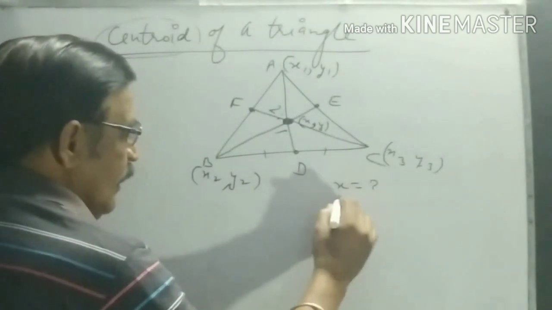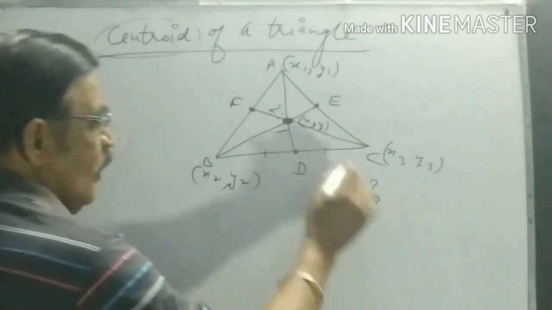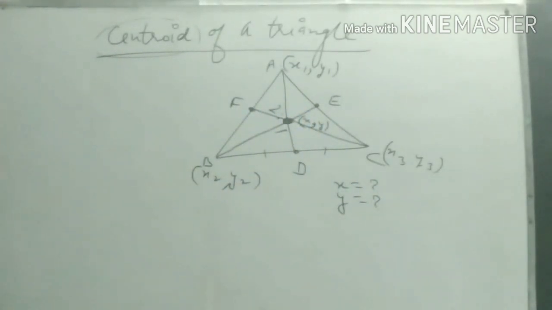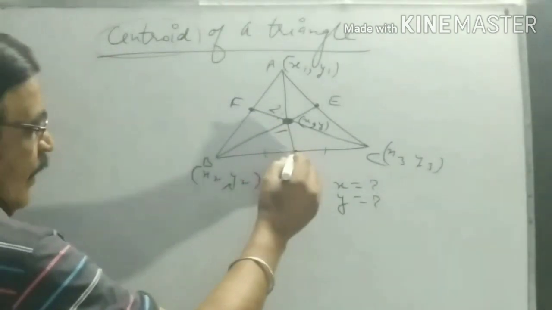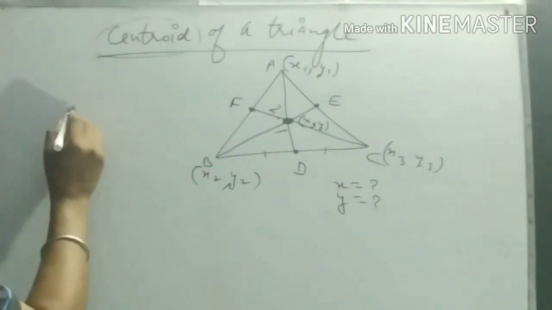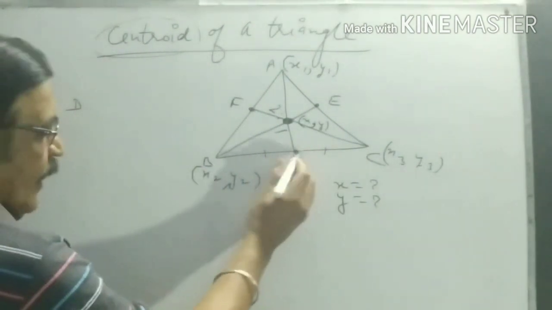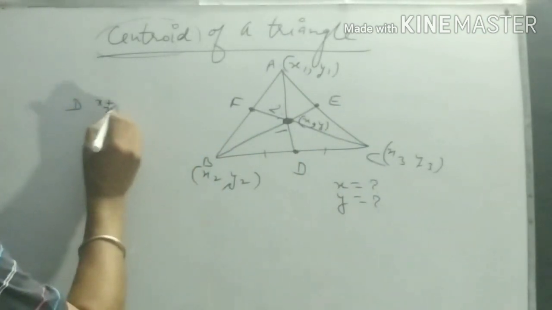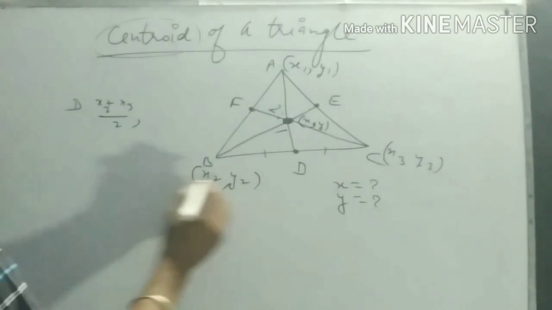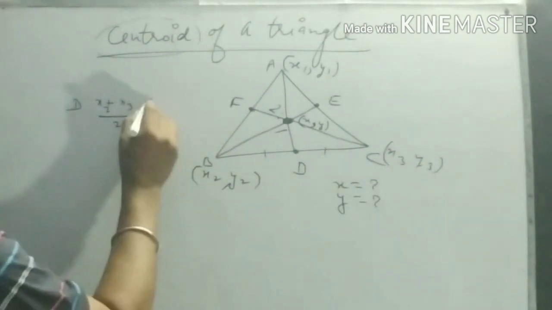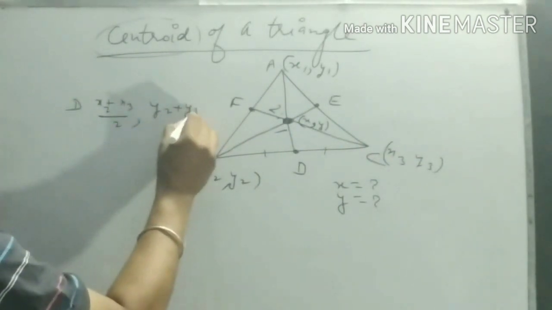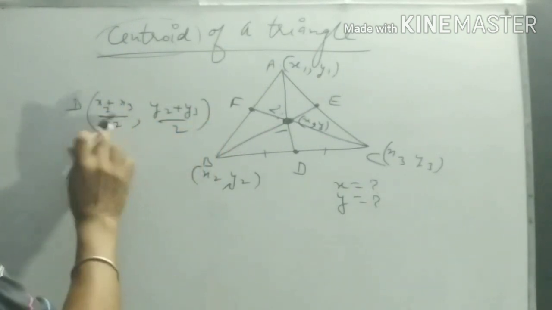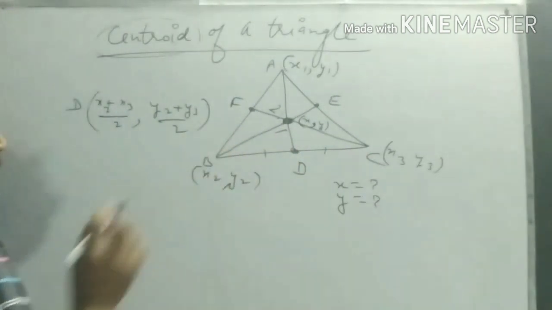What is x over here? What is y over here? We are supposed to find this. Now, how will you do it? Suppose, let us consider point D. What are the coordinates of D? This is the midpoint: x2 plus x3 by 2, y2 plus y3 by 2. These are the coordinates of point D.